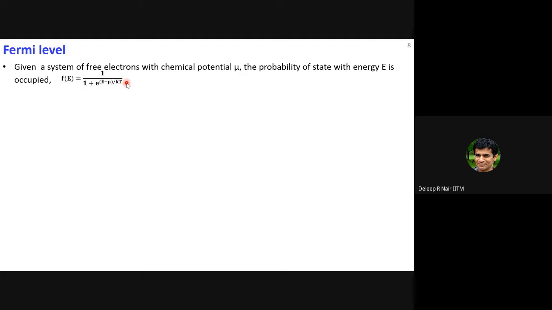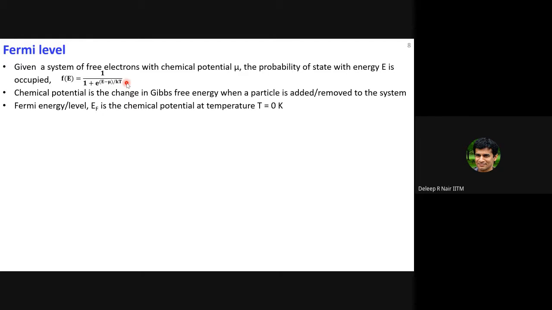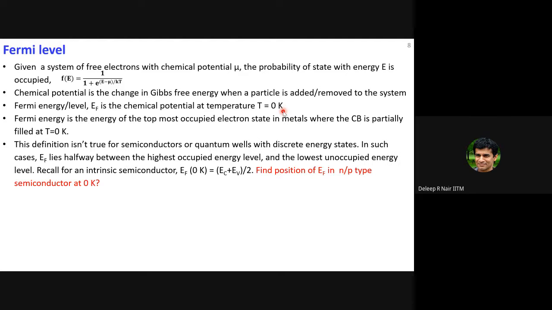Now let's see what is chemical potential. Chemical potential is the change in Gibbs free energy when a particle is added or removed from the system. The Gibbs free energy is the amount of available work you can take out from the system. So strictly speaking, Fermi level or Fermi energy, right, it is the chemical potential at a temperature T equal to 0 Kelvin, right? Sometimes Fermi energy or Fermi level is also defined as the energy of the topmost occupied electron state.